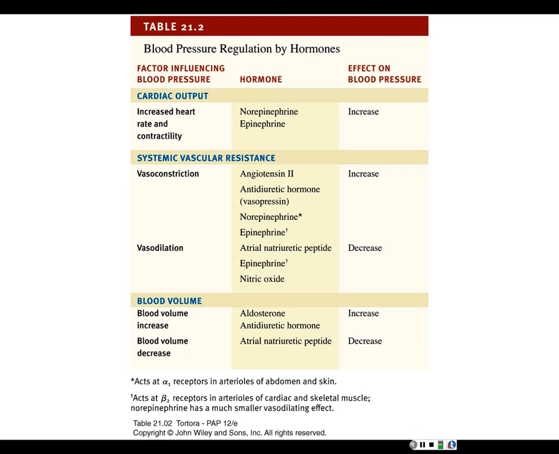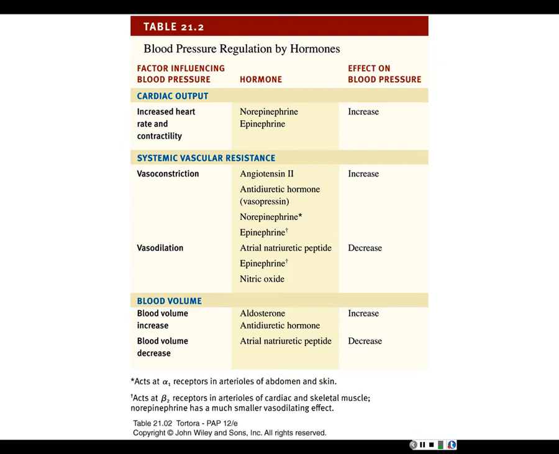Angiotensin II, a hormone we mentioned in chapter 18, causes vasoconstriction, which would lead to an increase in pressure. Antidiuretic hormone actually has two different ways to cause an increase in blood pressure. It can cause vasoconstriction, but remember, it also causes the kidneys to retain fluid. Well, the retention of fluid increases blood volume, and vasoconstriction also increases blood pressure.